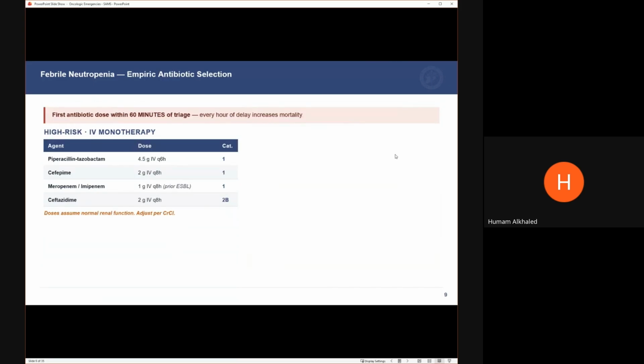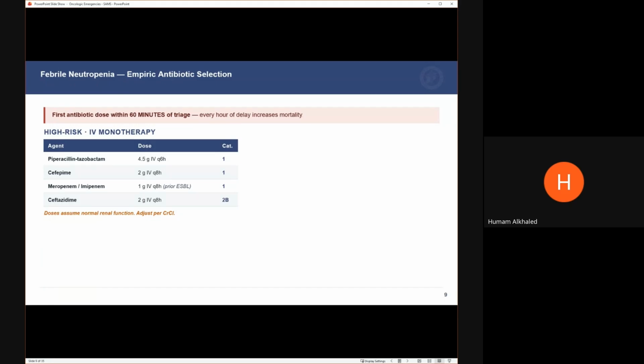How do we treat these patients? So for high-risk patients, the rule is very simple. We do want to start anti-pseudomonal antibiotics within 60 minutes of triage. These are the options that we have: pip-tazo or Zosyn, 4.5 grams IV every 6 hours, and that's a category 1 recommendation. We have cefepime 2 grams IV every 8 hours. That's another category 1 recommendation.